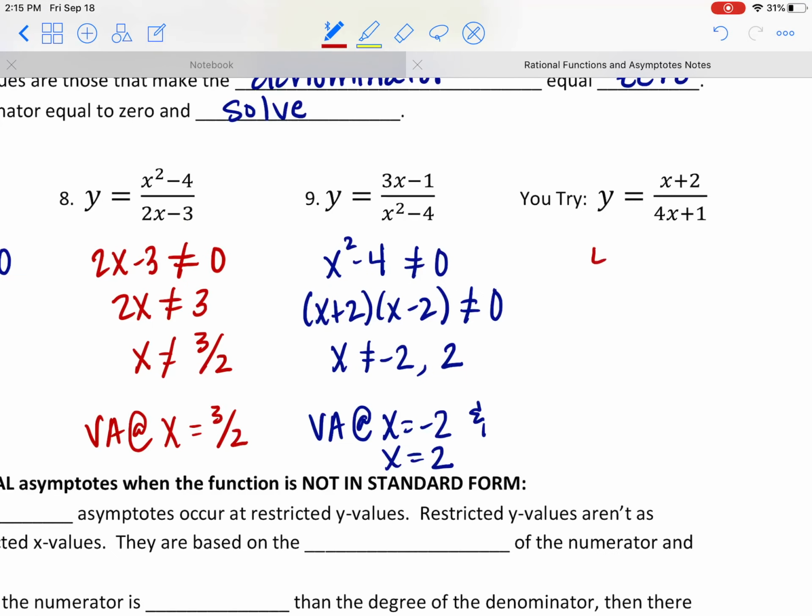Feel free to pause the video. If we know this denominator, 4x plus 1, can't be 0 because it's undefined, then we would subtract 1 from both sides and divide both sides by 4 to see that x cannot equal -1/4, which means this graph is going to have a vertical asymptote at x equals -1/4.